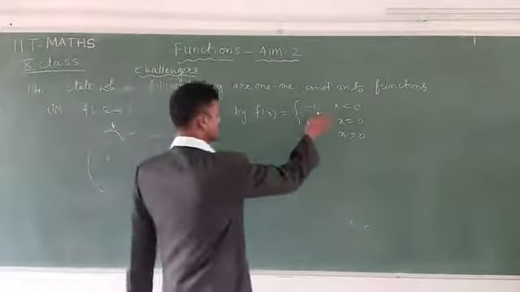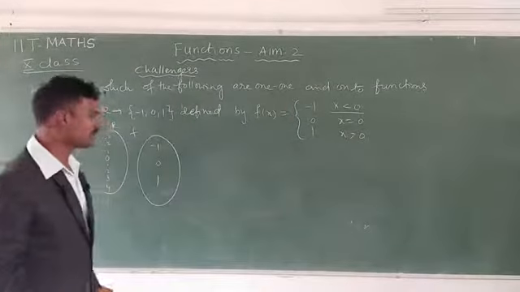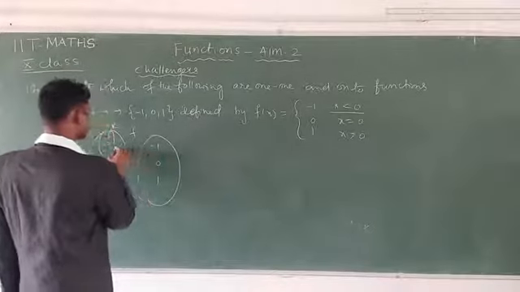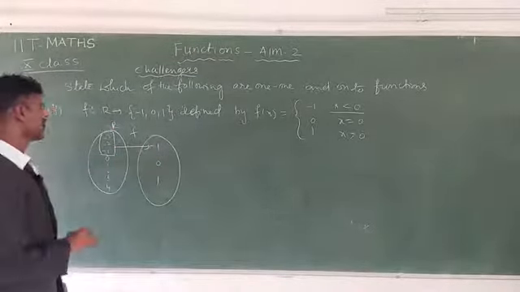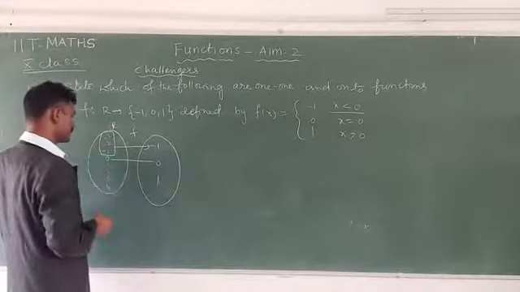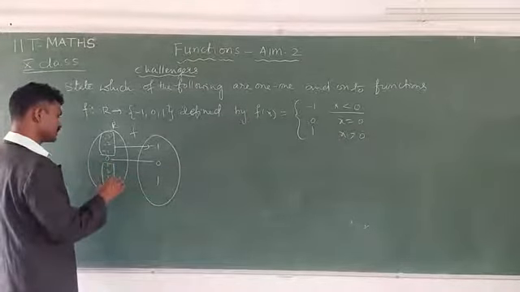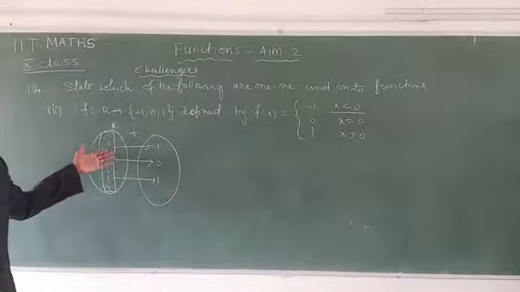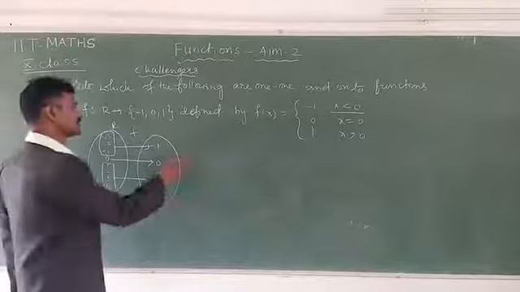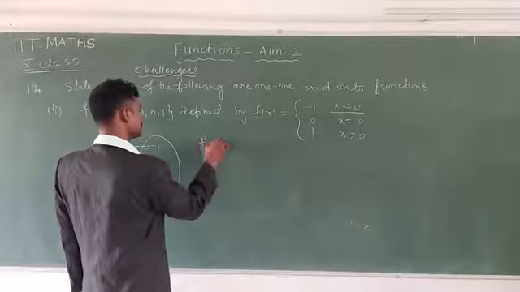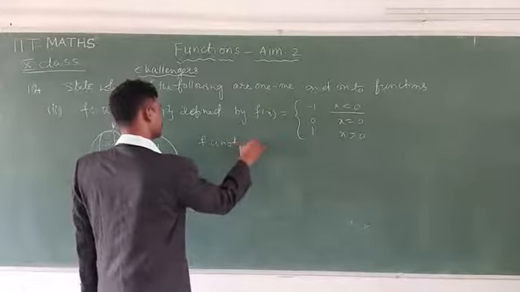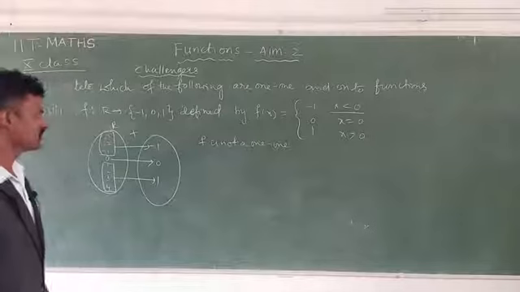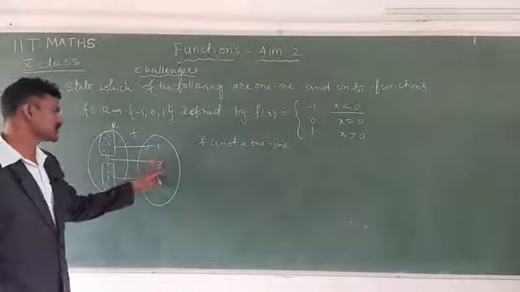Now x less than 0 means all are negative numbers. All negative numbers are mapped to minus 1. Next, 0 is mapped only to 0. Then all positive numbers, x greater than 0, are mapped to 1. Now see here, different elements do not have different images. That's why clearly f is not a one-one function. One-one is another name for an injective function.